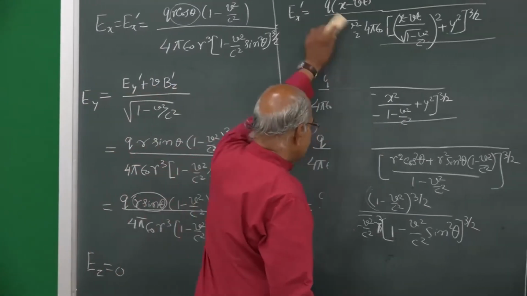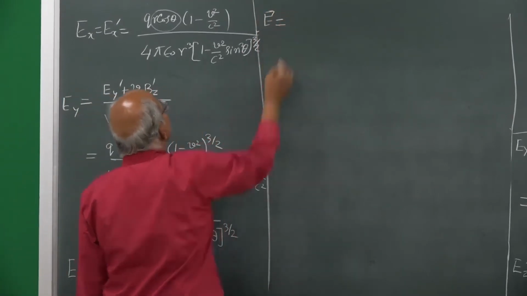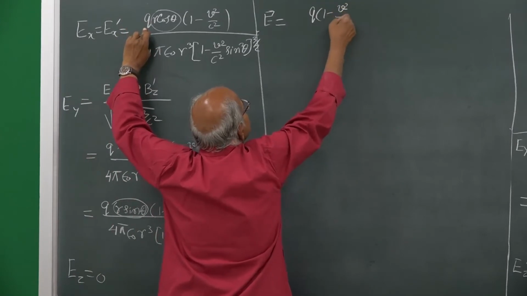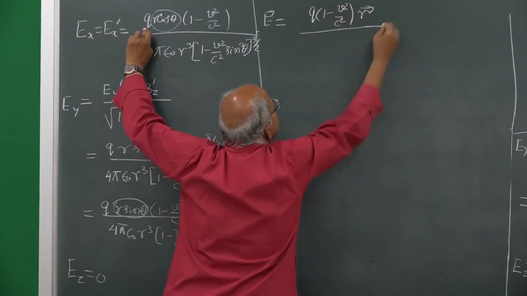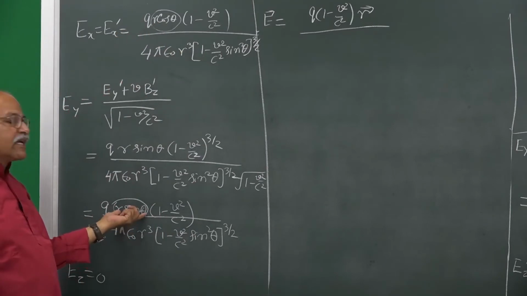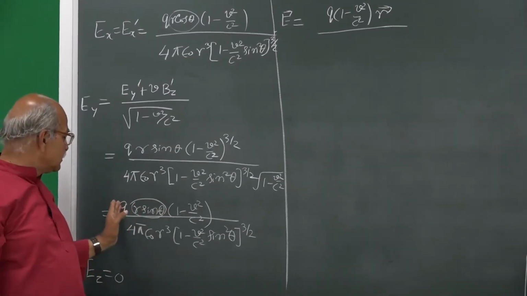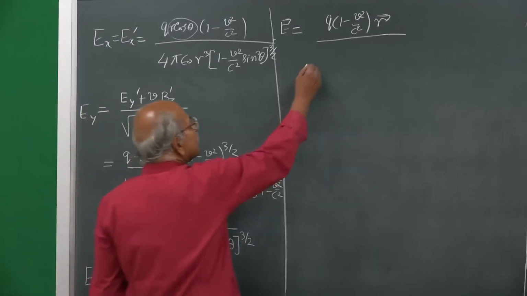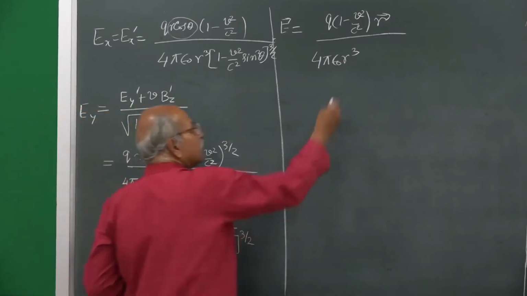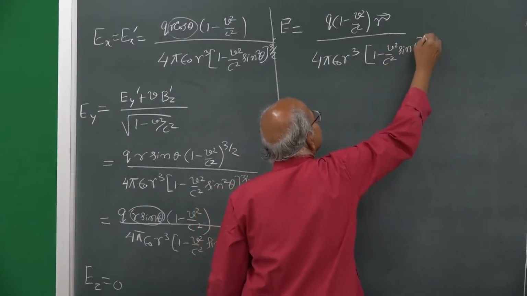So, I can write here, now I can erase all this. So, I can write E vector is equal to q, then 1 minus v square by c square r vector, okay, where r cos theta i cap plus r sin theta j cap I am writing as r vector, and then the rest of the things are equal: q times this, divided by 4 pi epsilon naught r cube, and 1 minus v square by c square sin square theta to the power 3 by 2.